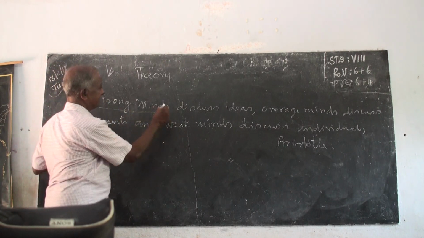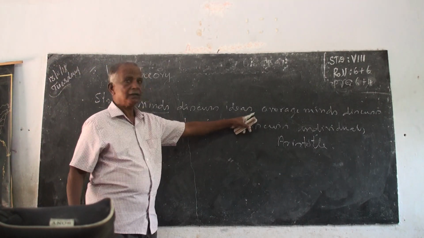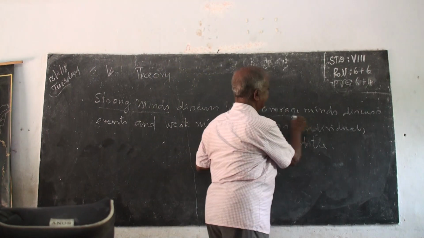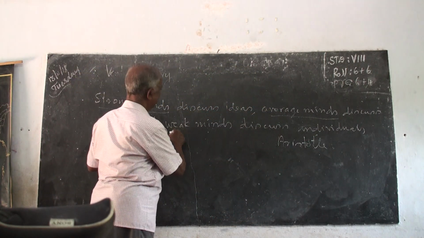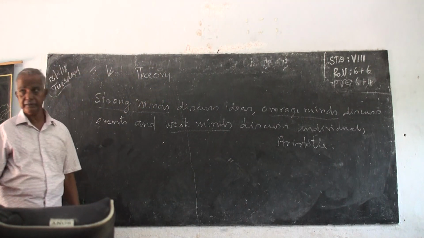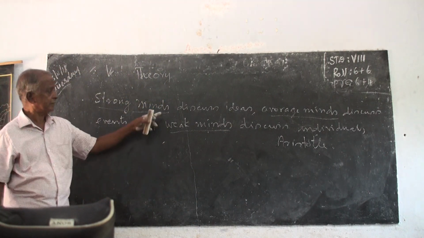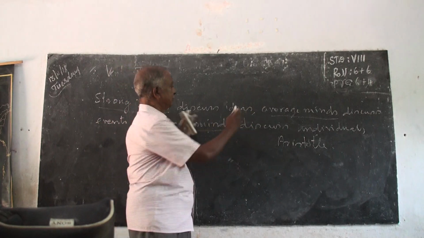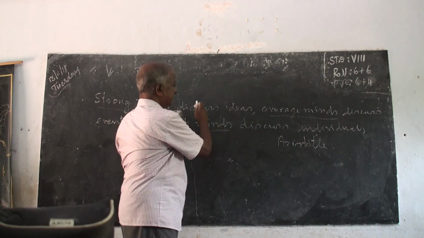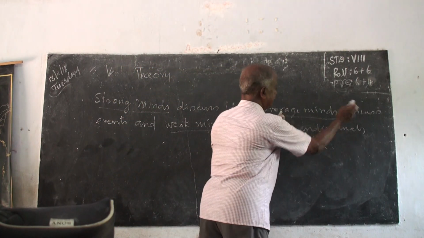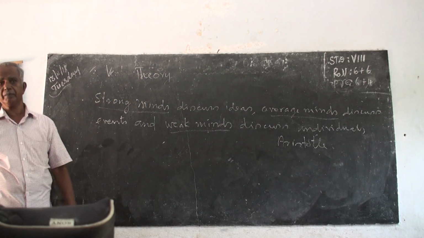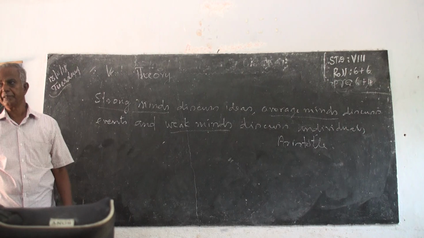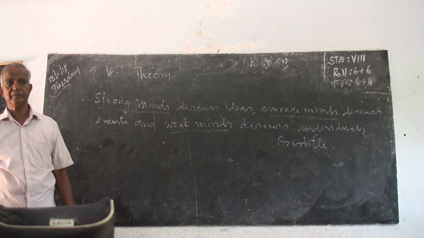Is this a common subject? Strong minds discuss ideas, average minds discuss events, weak minds discuss people. Each has its subject. So, that is a comma. There is a subject and predicate here. Then, how many predicates are there in this sentence?